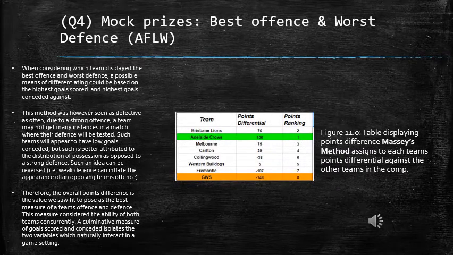When looking at the prize for best defence and worst defence, a possible avenue could have been looking at the team with the highest goals scored and the highest goals conceded. Instead, we decided to use Massey's method, a method focused on points differential, as it accounts for the interaction that these values have with each other within a game context.